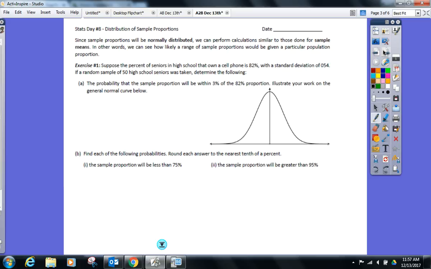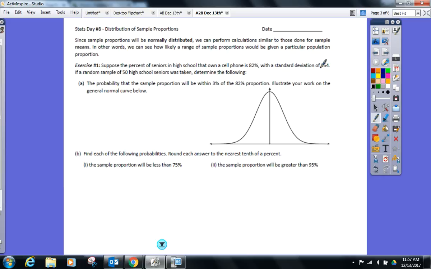You got percent of high school seniors who own a cell phone is 82%. 82% of the seniors in high school own a cell phone. Standard deviation, by the way, that's a little shaky, that's 0.054, excuse me. And we're going to go out and sample 50 seniors.